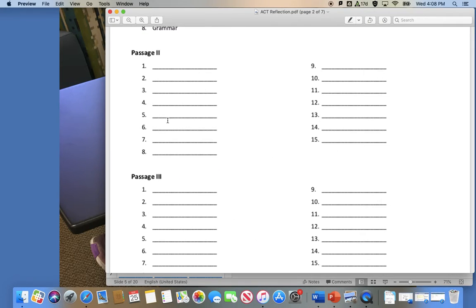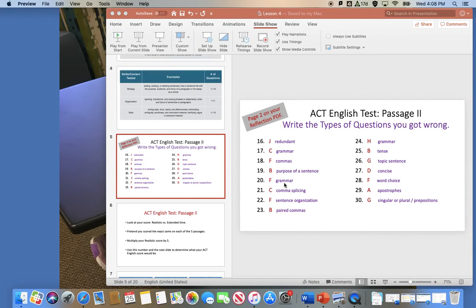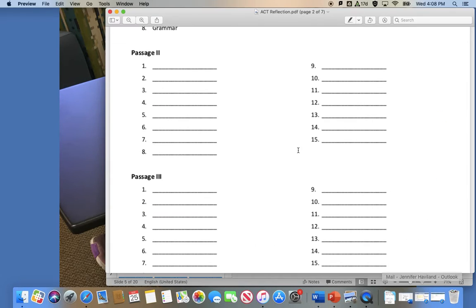If you got number 6 wrong, you would write down, oh, whoops. Well, that's a mistake. Sorry. So this should say like 16, 17, 18, 19, 20, 21, 22, 23, etc. all the way up to 30. Sorry about that.